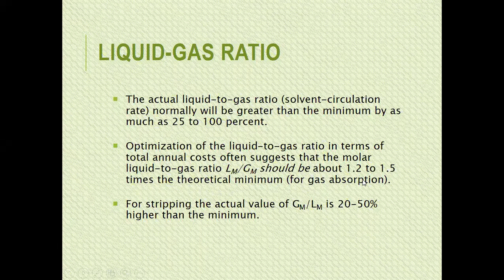This is for gas absorption. But though it is specifically stated that this is the range for gas absorption, we also apply this same range to stripping. What is this particular bullet trying to tell us? That if you have already determined the minimum solvent requirement, whether for gas absorption or for stripping, in order for you to know the optimum solvent requirement, all you have to do is multiply it by 1.2 to 1.5.